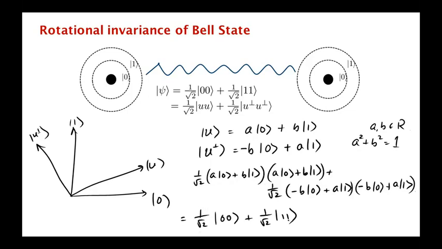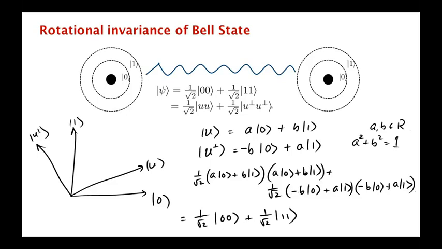The same thing holds for the amplitude of 1,1. It's A squared plus B squared, and so that's times 1 over square root 2. What about the amplitude of 0,1? Well, you achieve 0,1 from here with amplitude AB times 1 over square root 2, and from here with amplitude minus BA times 1 over square root 2. So these cancel, and so you get amplitude 0. The same is true for 1,0, and so you get that the Bell state can be written in any basis as U,U plus U perp,U perp.